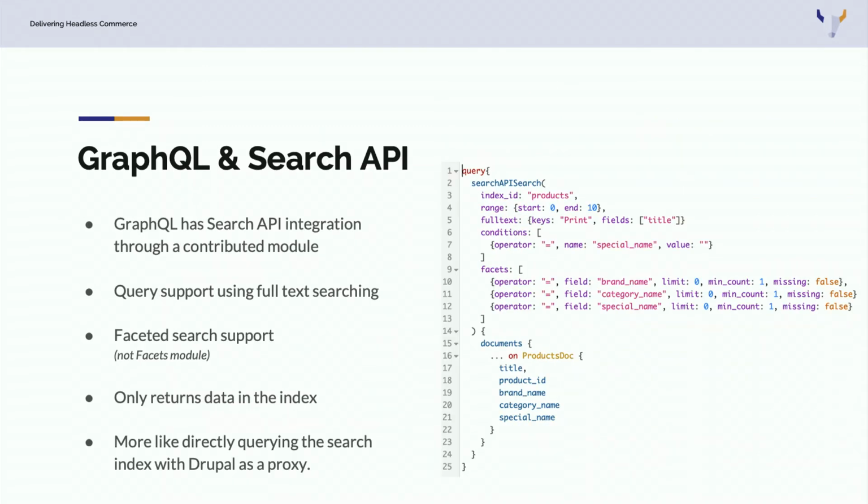GraphQL does have a Search API contrib module, which made me excited. There's caveats there. So it allows you to do full text query support. When you say full text, that's where you can do text matching. And you can get all kinds of craziness into it. You can have multiple conditions, and you can support facets.